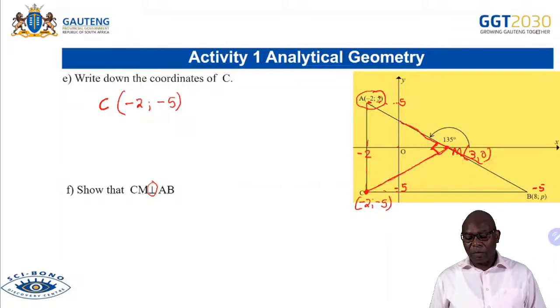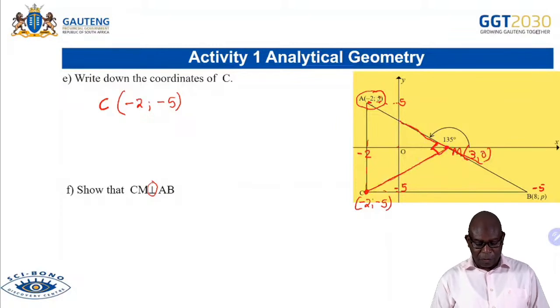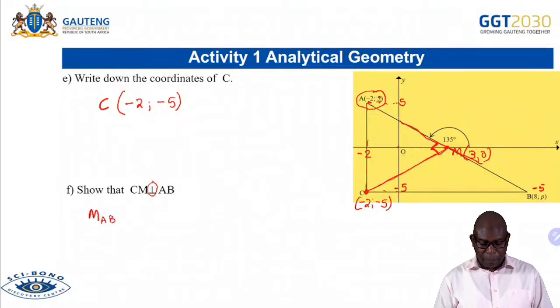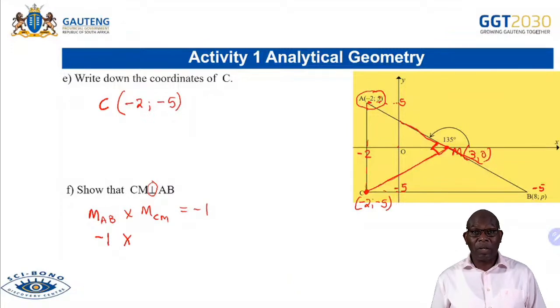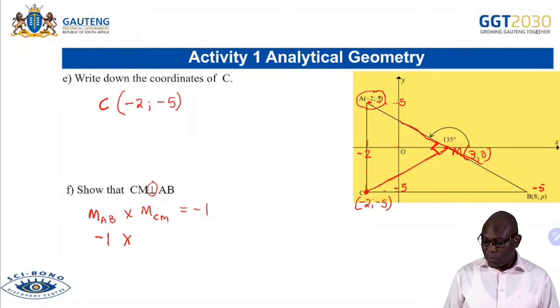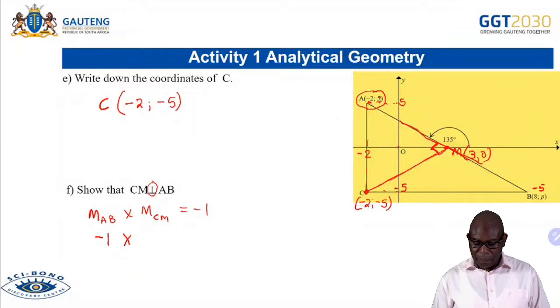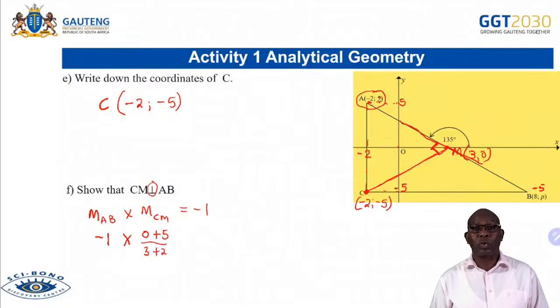I already know the gradient of AB. So the gradient of AB times the gradient of CM must give me -1. I already know the gradient of AB is -1, but I don't know what the gradient of CM is. I've not calculated it anyway. So I need to calculate it. So the gradient of CM will be 0 minus -5, so it's +5. And we have 3 minus -2, which is 3 plus 2.